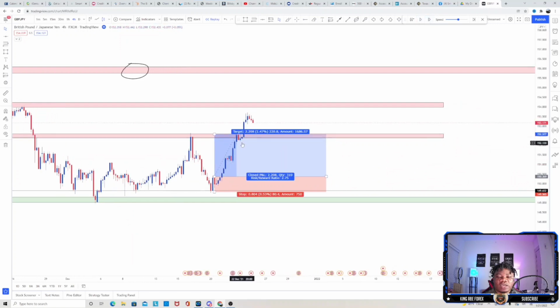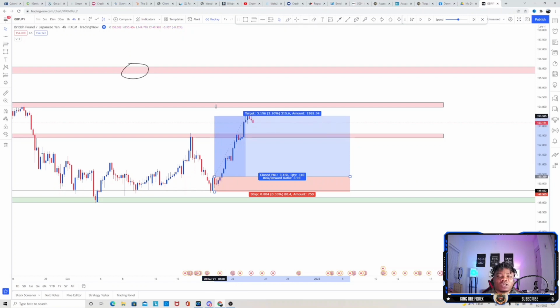Right there, we got our first take profit smashed for 220 pips. Now you can go ahead and move your stop loss to entry, or even before your take profit gets smashed, you can start trailing your stop loss and also take partial profits if you want to. Now let's see if our second take profit got smashed, and this was for 360 pips right here.